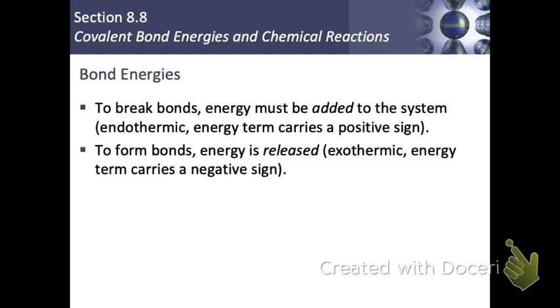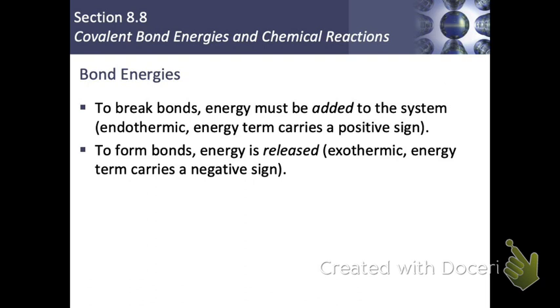So in bonds, and we're talking specifically here about covalent bonds. Remember, with ionic bonds, we just studied the 5-step process of ionic bond formation. What's that called? The Born-Haber cycle. The Born-Haber cycle is the 5-step process that a neutral metal and a neutral nonmetal go through to ionize and form a new solid compound.